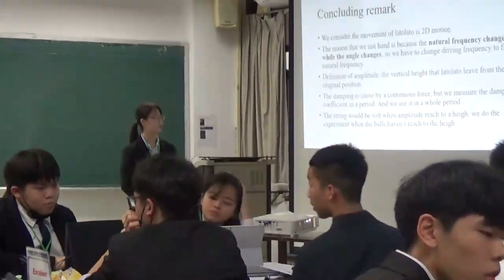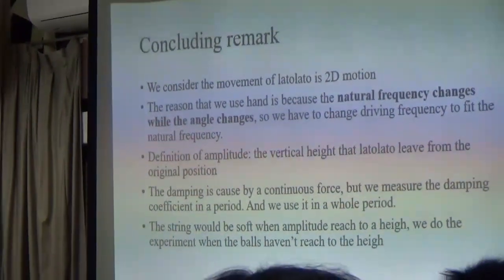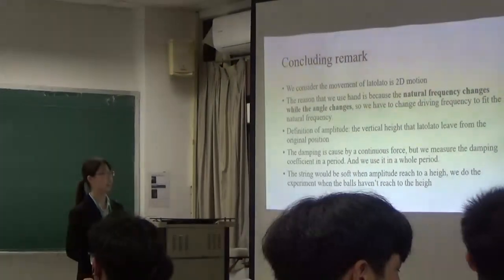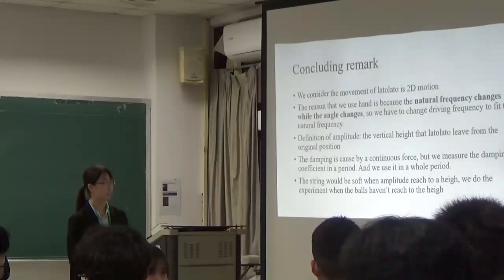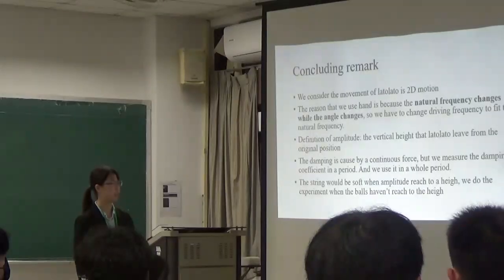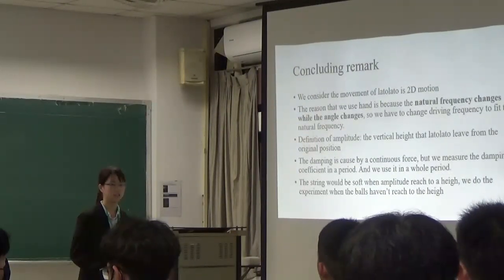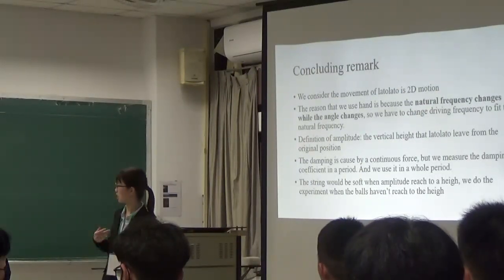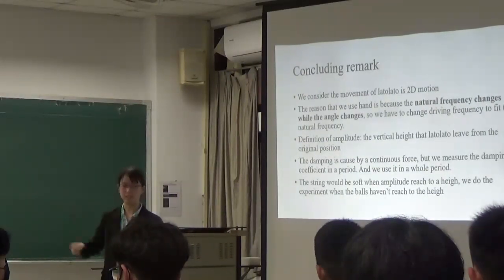We consider the movement of the Lato as a 2D motion, but I agree with the opponent that we should set 2 cameras to show that it's a 3D motion. And the reason that we use hand is because the natural frequency changes while the angle changes. So we have to change the driving frequency to fit the natural frequency. But I think the opponent's suggestion is that this setup is good.